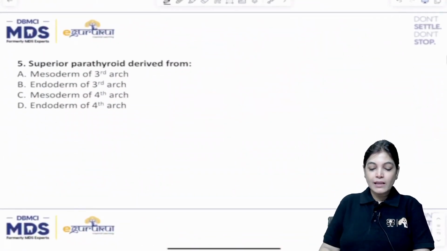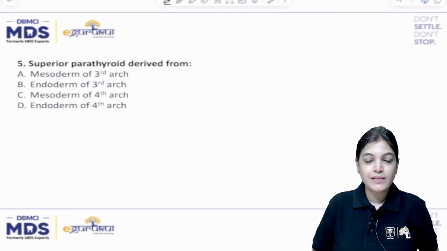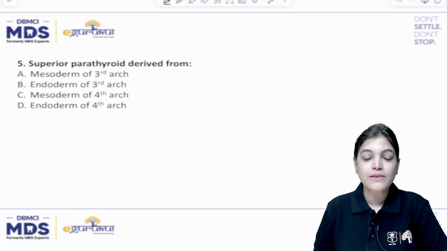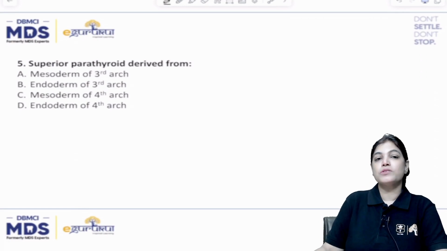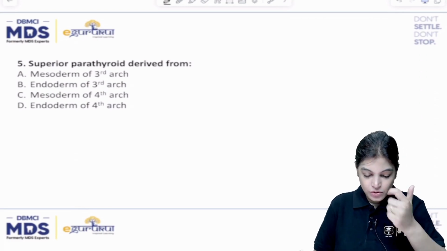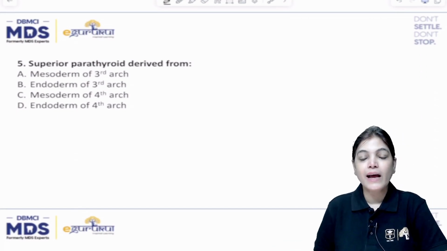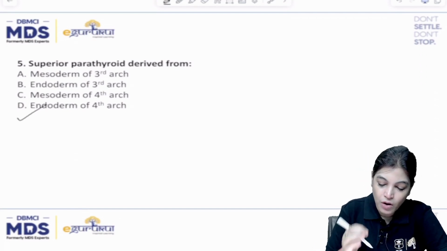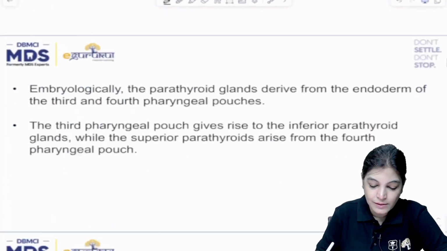Now, superior parathyroid gland is derived from which component? The options provided are: it is derived from the mesoderm of third arch, it is derived from the endoderm of third arch, it is derived from the mesoderm of fourth arch, it is derived from the endoderm of fourth arch. 4 options are there and you have to mark the right answer. Okay, superior parathyroid. So actually both parathyroid glands are derived from third and fourth pharyngeal pouches. So the best answer is endoderm of the fourth arch. Okay, pouches are endoderm. So endoderm of fourth arch is the right answer.